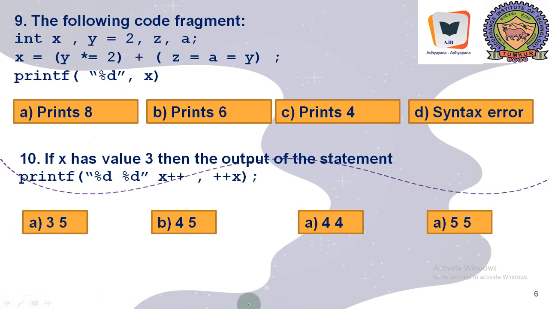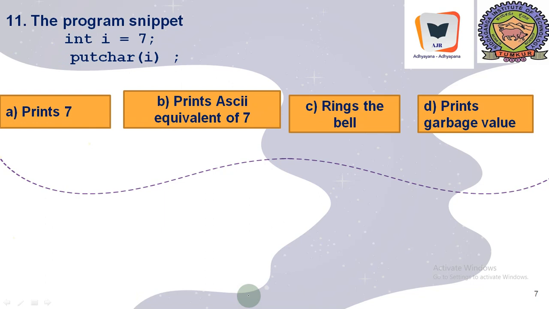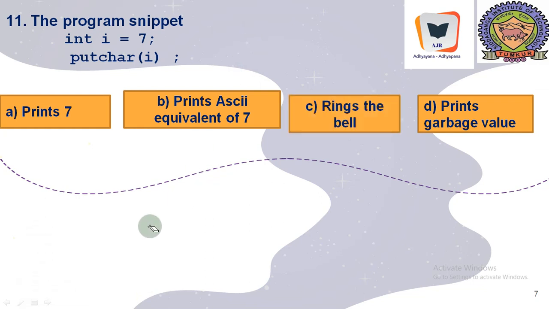I will remove this. Next, the program snippet i equal to 7, putchar i. So 7 should be placed as a character. 7 is typically audio. Its soft equivalent is slash a. Slash a stands for audio. Its ASCII value is 7. So it makes a beep sound. Therefore that is the answer.